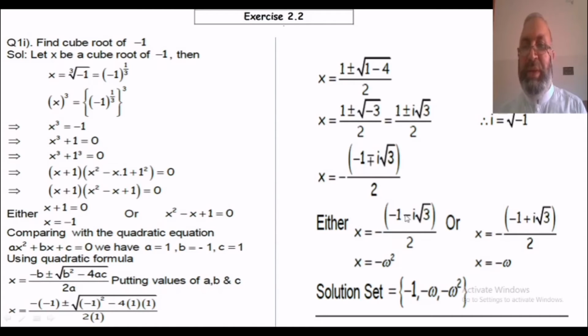But again change this into omega. Writing the values: minus, taking total common, minus 1 minus iota under root 3 by 2, that is omega square, and minus, taking total common, minus 1 plus iota under root 3 by 2, that is the value of omega. So thus we get three roots: first x is equal to minus 1, second minus omega square, and minus omega. Thus minus 1, minus omega square, and minus omega are the three cube roots of minus 1.